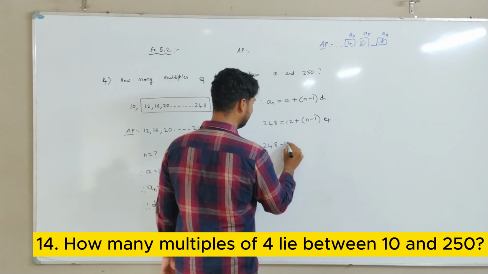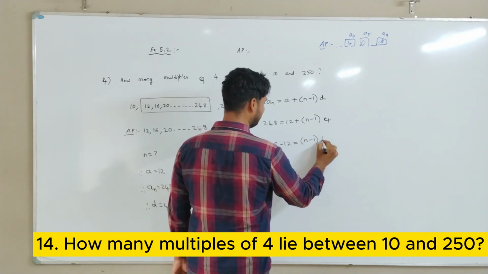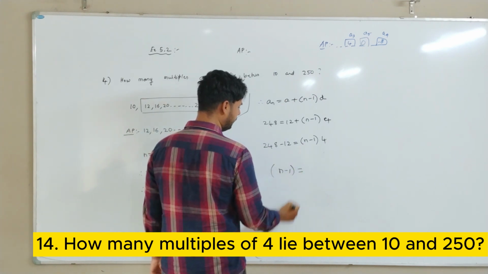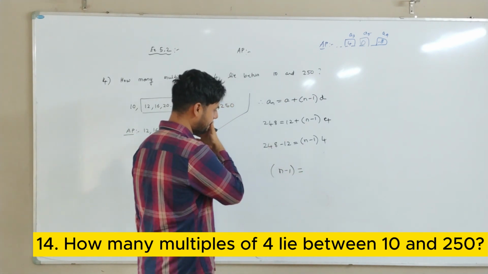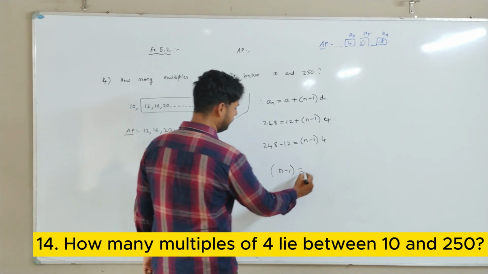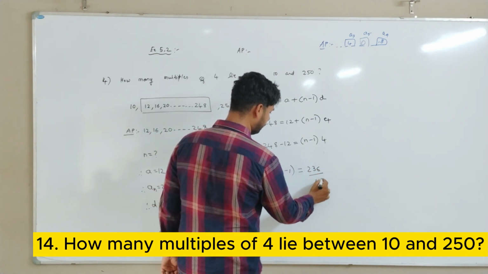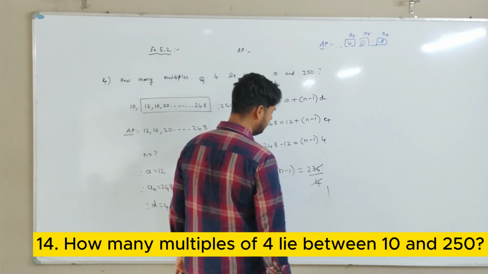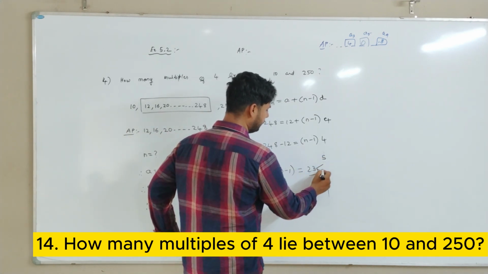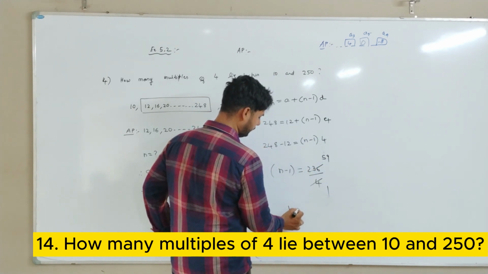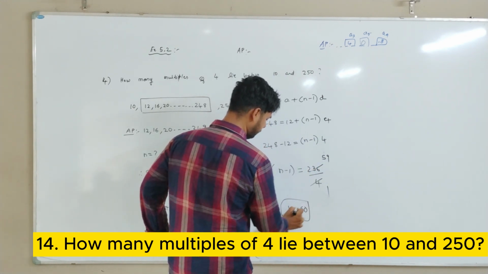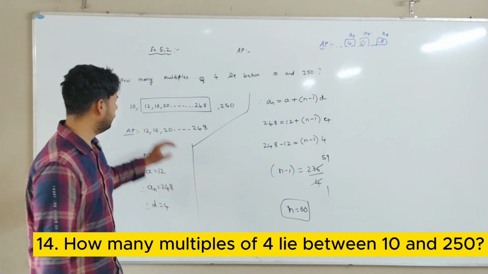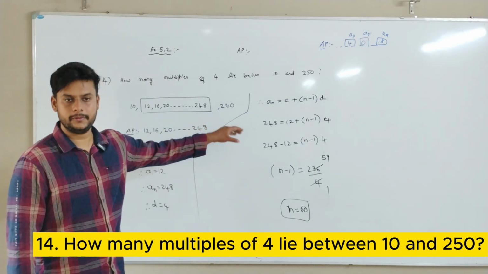248 minus 12 is equal to n minus 1 into 4. N minus 1 is equal to 248 minus 12, 236, by 4. Directly, 4 ones are 4, 4 fives are 20, 4 nines are 36. N is equal to 60. So there are how many terms here in total? Multiples of 4 are 60.